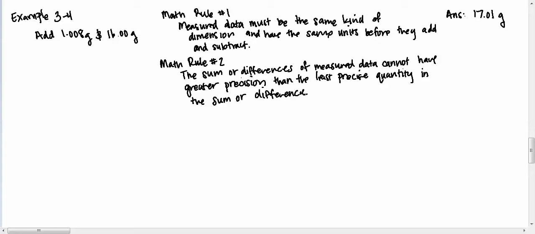For example, you cannot add 5 seconds plus 3 meters. That doesn't make any sense. That doesn't give you 8 meter seconds. It just means you have 5 seconds and you have 3 meters and you have those two as separate. You can't add those two together or subtract them for that matter.